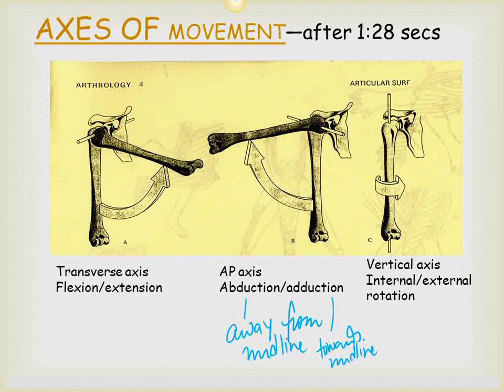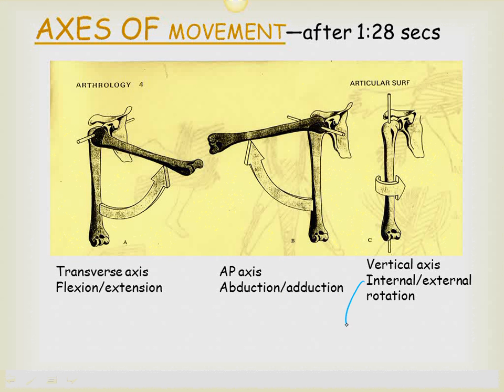Rotation, this is simple. Imagine, you've all seen the Olympics and you've seen someone rotating, especially these ice skaters, going around like that. So they are rotating. In rotation, you have something known as internal and external. Internal is also called medial, and external is also known as lateral rotation.